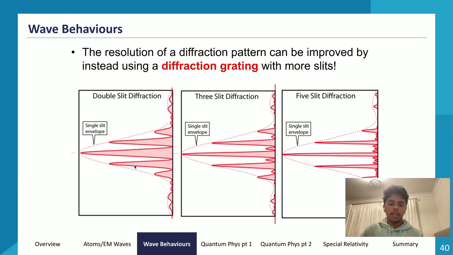So we get a single slit envelope over here, and then within that single slit envelope, we see these peaks, right? But if we use a 3-slit diffraction now, within that single slit envelope, we have more resolution and we have more data to work with. And then within a 5-slit diffraction, we have even more resolution and even more data to work with. So as the resolution of a diffraction pattern increases, it's due to the diffraction grating also increasing.